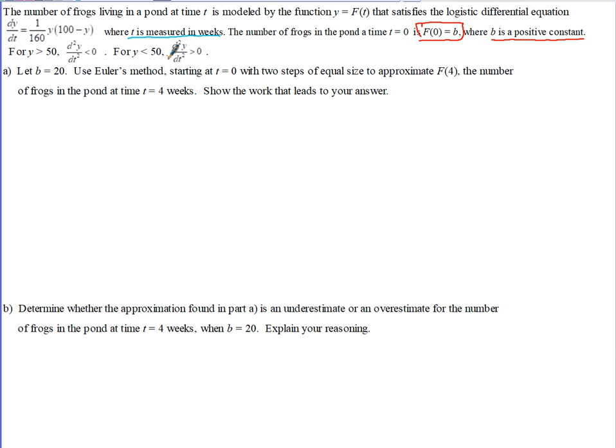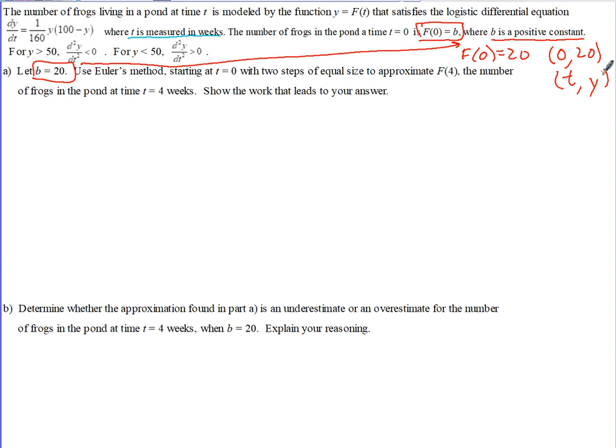Okay. So for part A, it says let b equal 20. So now we're going to put in a specific number for this b value. So that's telling you f of 0 equals 20, which means you have the point (0, 20) on the function f, which represents the number of frogs in the pond. In this case, again, we don't have x, we've got t. You can see it's dy/dt, and we have y, or you could call it capital F if you want, since y equals f. Probably easier to just leave it as y.